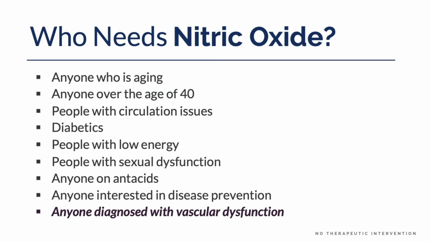So clinically, you may ask yourself, who needs nitric oxide, or who may be a candidate for nitric oxide? Certainly, anybody that's aging, anybody over the age of 40, any patient with circulatory issues, diabetics, people with low energy, and people with sexual dysfunction. Antacids play a big role in inhibiting endogenous nitric oxide production, so anyone on antacids. And most importantly, anybody interested in heart disease prevention. It's much cheaper and easier to prevent disease than it is to treat disease. Anyone diagnosed with vascular dysfunction is, by definition, nitric oxide deficient.